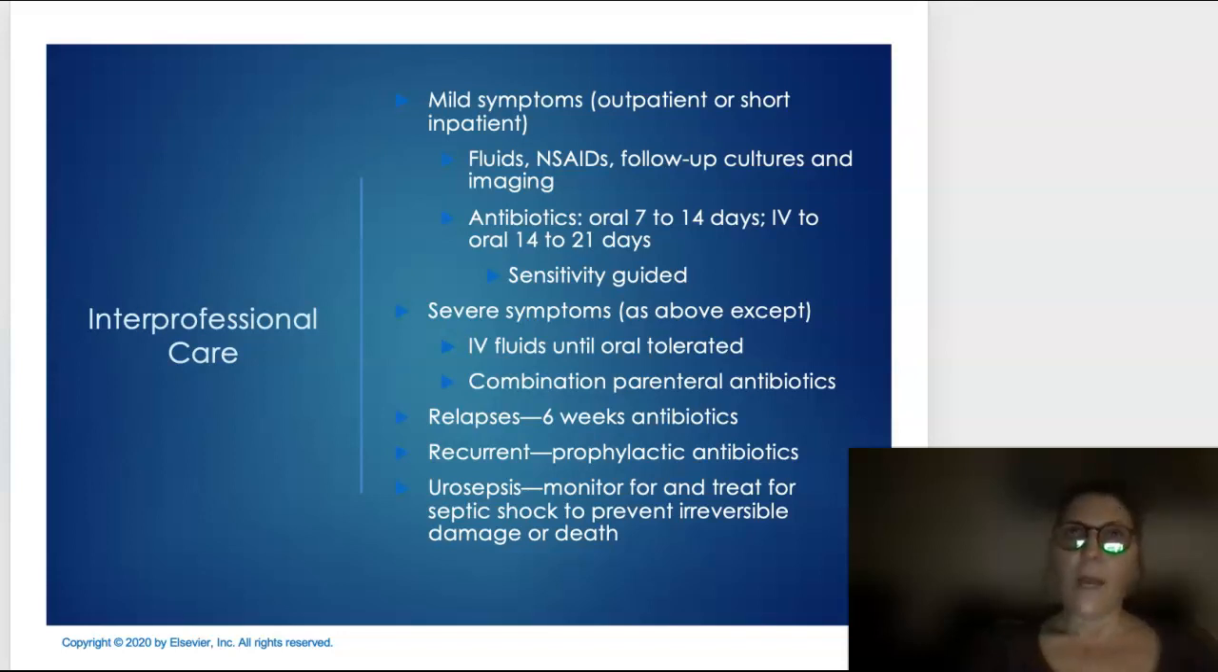They might say, oh, I had some of those orange pills left over from my last UTI, so I started that before they go to the doctor. That you can't get a good dip on that. Severe symptoms, IVs, relapse. They're going to get 6 weeks of antibiotics. If it's recurrent, some people take, I have a friend who gets terrible UTIs. She takes Bactrim every single day. So, urosepsis, we're going to monitor for and treat for septic shock to prevent irreversible damage or death.